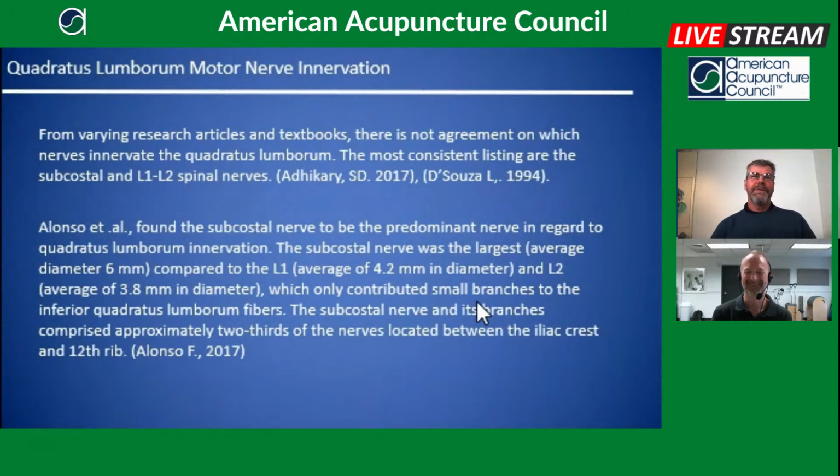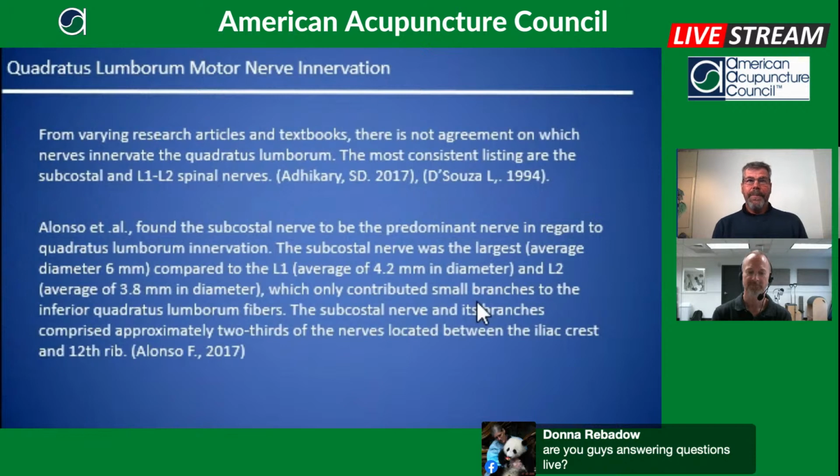All right, so we're staying within the motor nerve innervation. This is some research that I gathered. It's quite interesting: varying research articles and textbooks don't agree on which nerves actually innervate the quadratus lumborum. But the most important one will end up being the subcostal, mainly with the research below, because of its large diameter. Therefore, you're going to have more sensory and motor neurons within that motor nerve entering the quadratus lumborum. It also discussed the ilioinguinal and iliohypogastric nerves innervating the quadratus lumborum, but with less contribution.